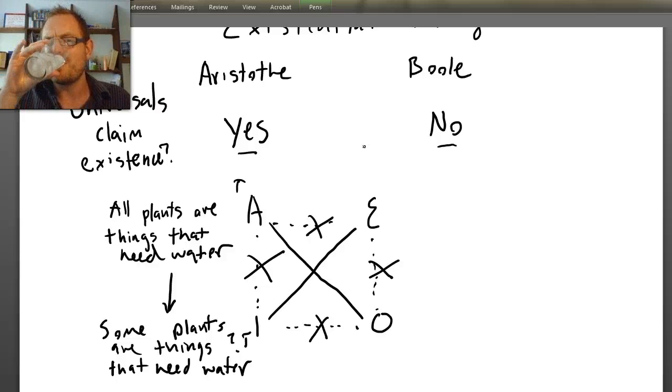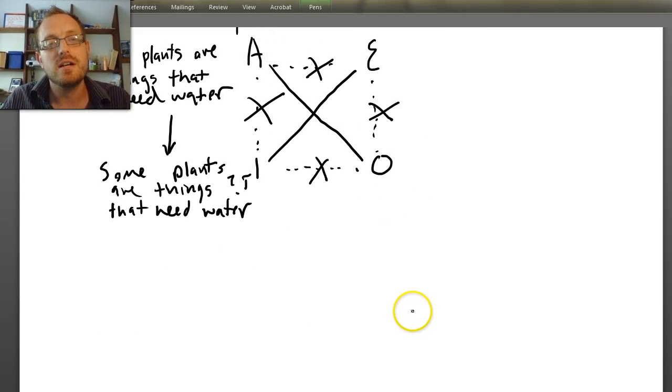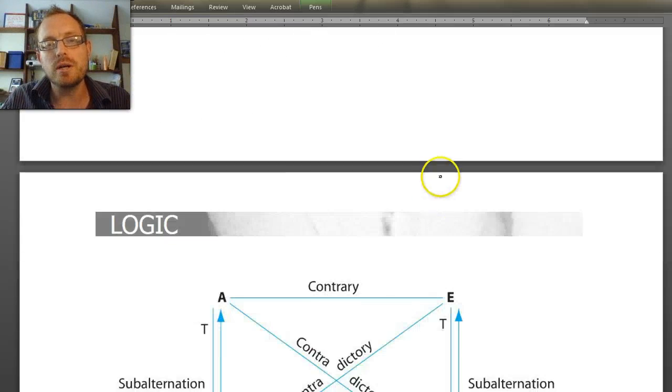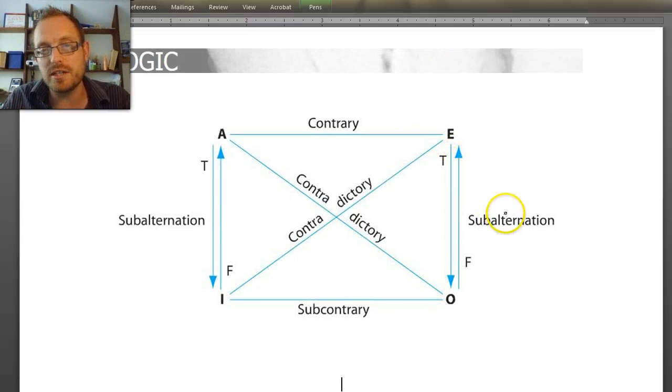So we're talking about the traditional square of opposition, and so we're going to be taking on Aristotle, or at least you might say the classic view of the square of opposition. And what we're going to see is that there are horizontal relationships between these as well as vertical relationships.